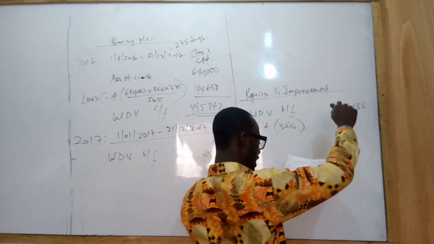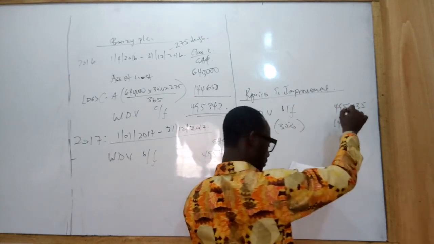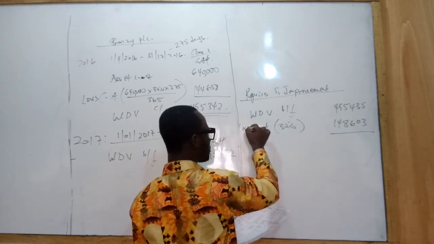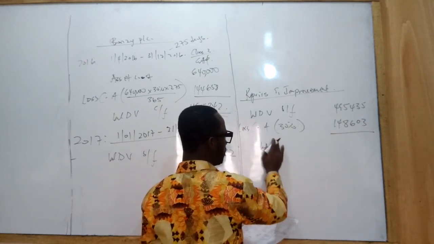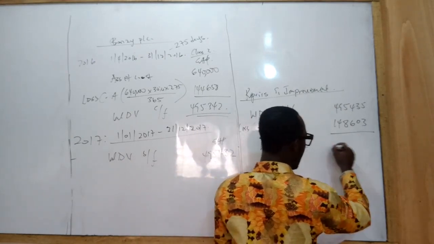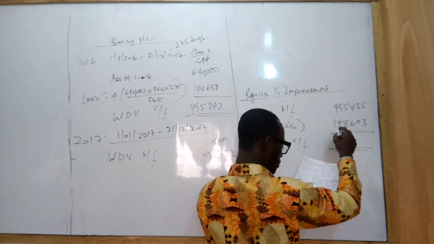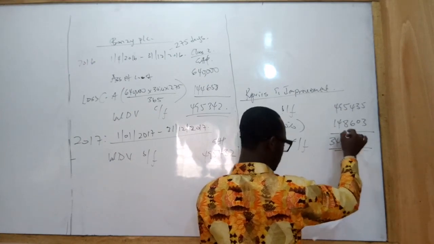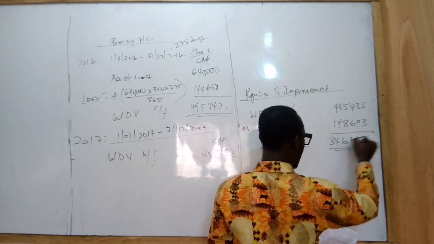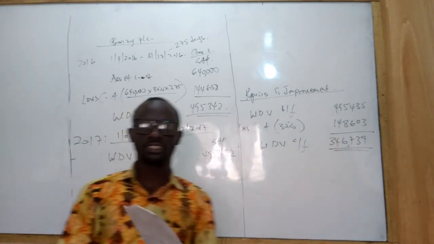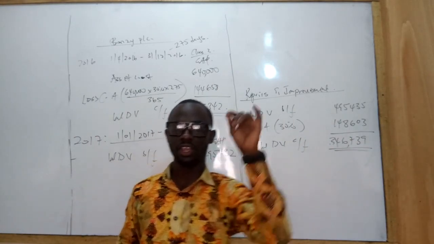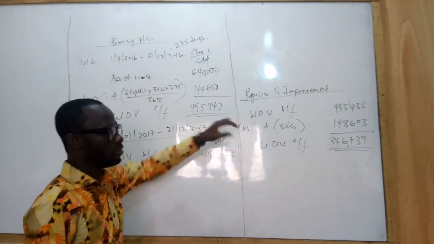30% on this figure, and that is going to be 148,603. So when we less it, the written down value carry forward, as at the end of the year, it's going to be 346,739. So that is going to be the written down value carry forward. Okay? Written down value carry forward.